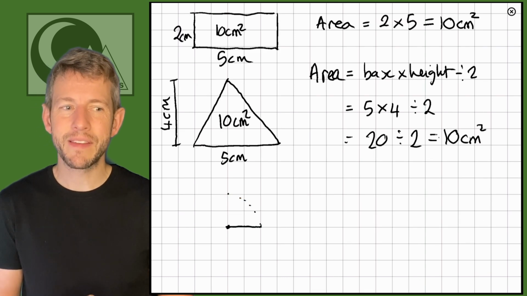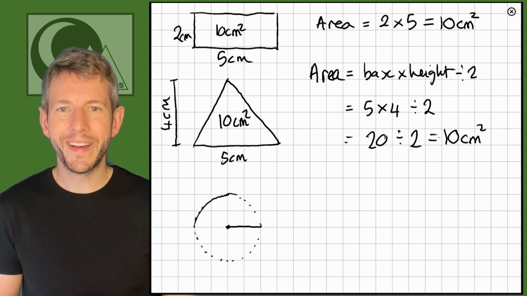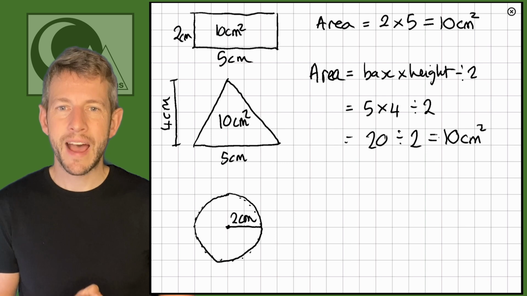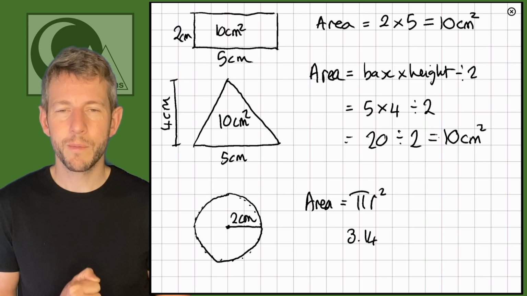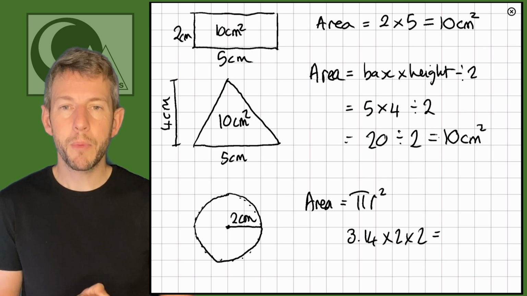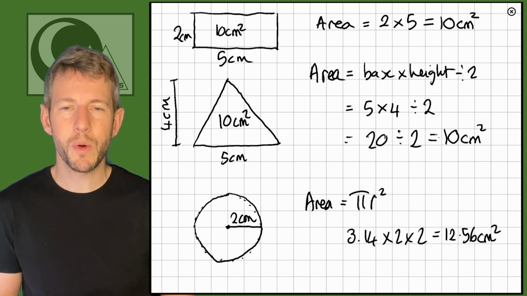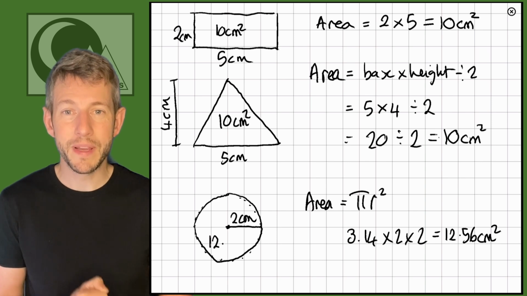Now let's have a look at this circle. I've got a circle here, and it's got a radius of 2. If I do the formula, which is pi r squared, I do 3.14 times 2 times 2. So 3.14 times 2 times 2 equals 12.56 meters squared.